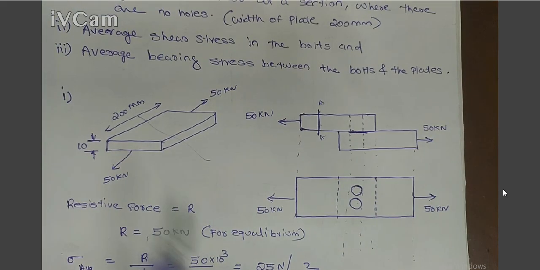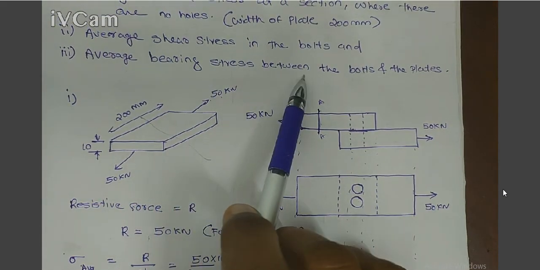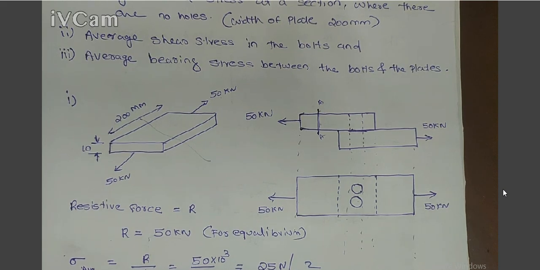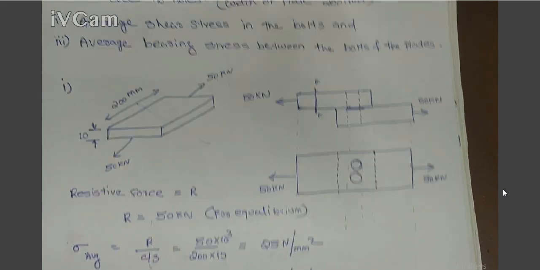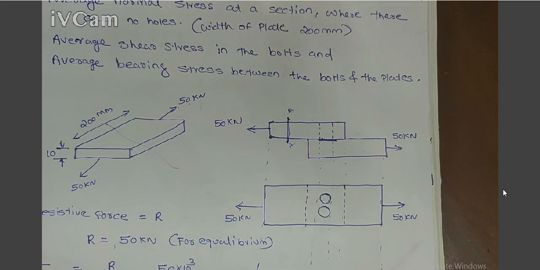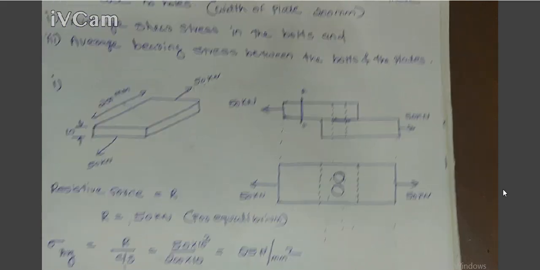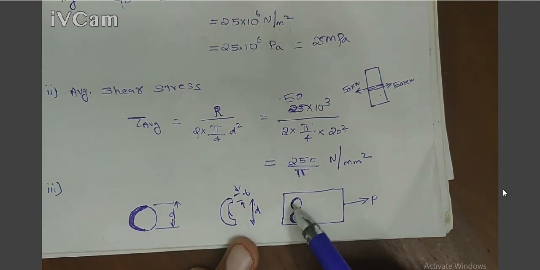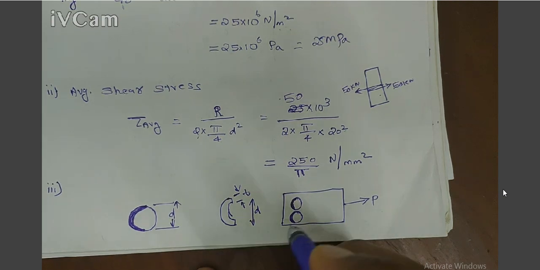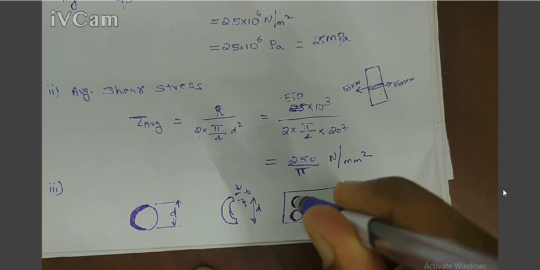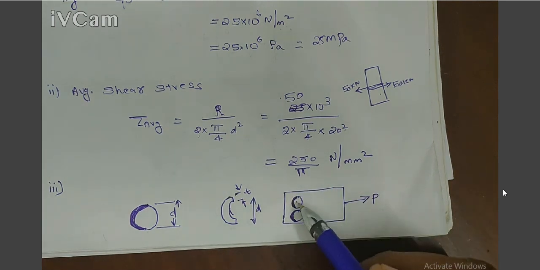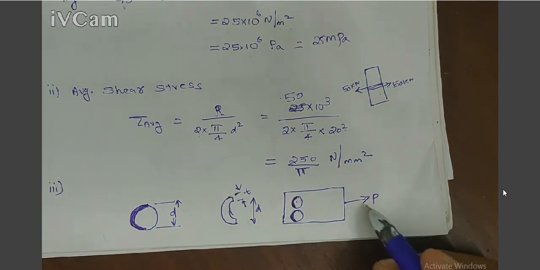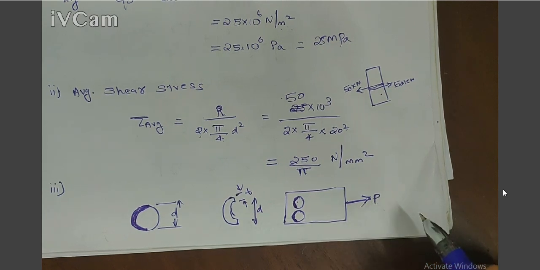And the third question is the average bearing stress between the bolt and plate. Average bearing stress. So what happens to this body when it is subjected to tensile force? When it is subjected to tensile force, these are the two holes. So when the bolt is in these two holes, pulling force P is acting in this direction.